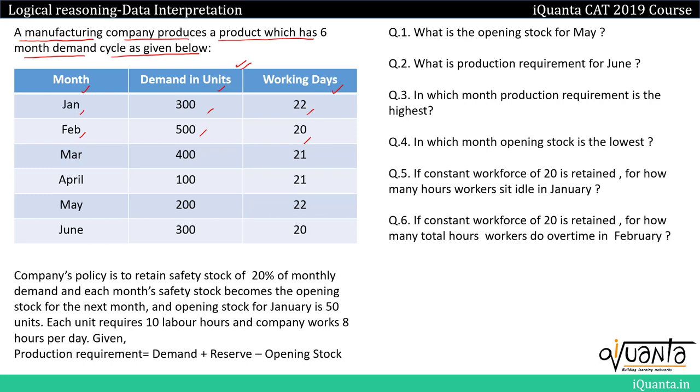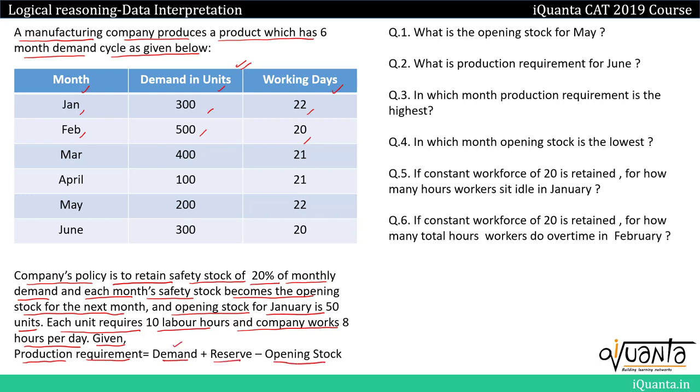Moving ahead, company's policy is to retain safety stock of 20% of monthly demand, and each month safety stock becomes the opening stock for the next month. And opening stock for January is 50 units. Each unit requires 10 labor hours and company works 8 hours per day. We have also been given that production requirement is equal to demand plus reserve minus opening stock.